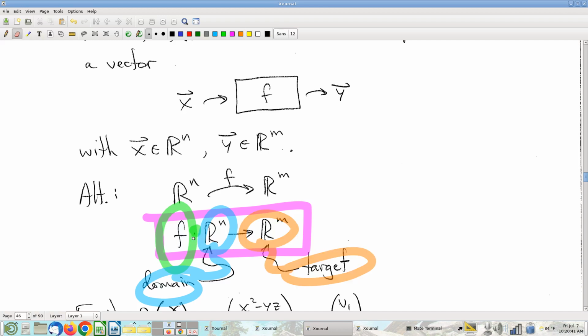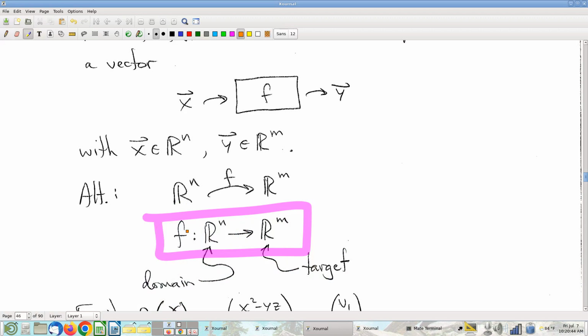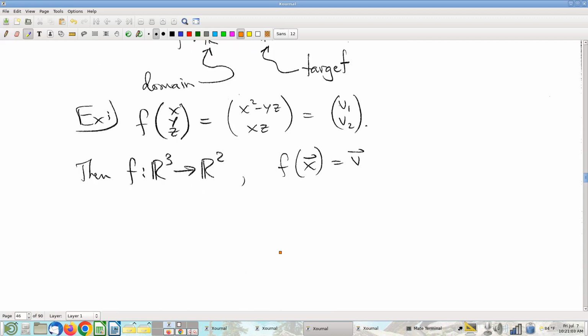So it's very common notation. I'm going to be using this notation, and I encourage you to use it. It's a very efficient way to tell your reader the name of your function, what its domain is, and what its target is. Very compact, very convenient, and very standard. Everybody all right? Okay.